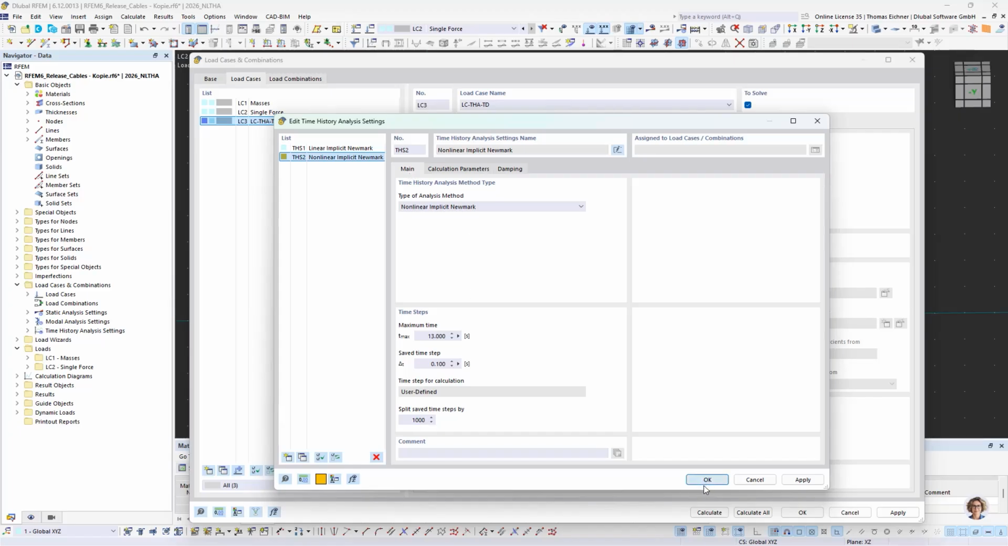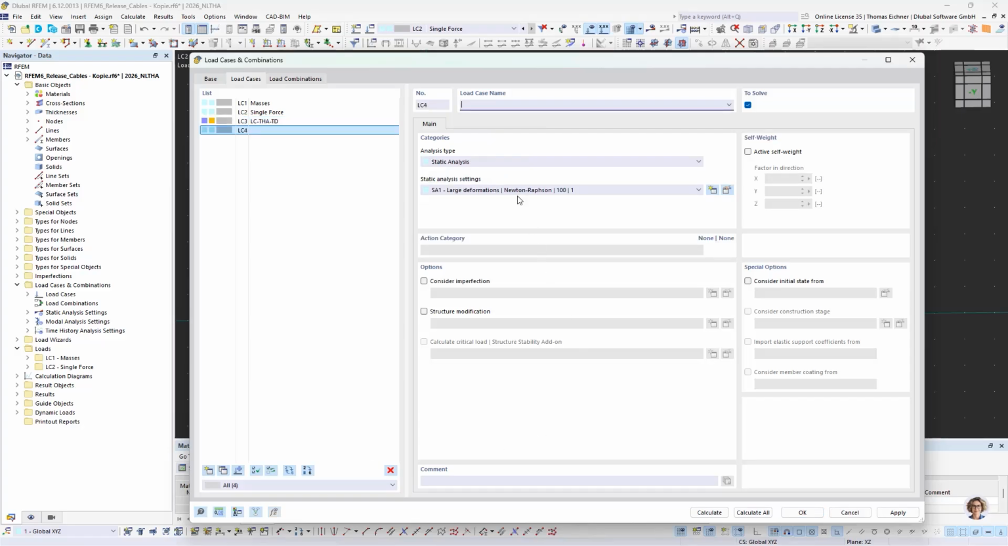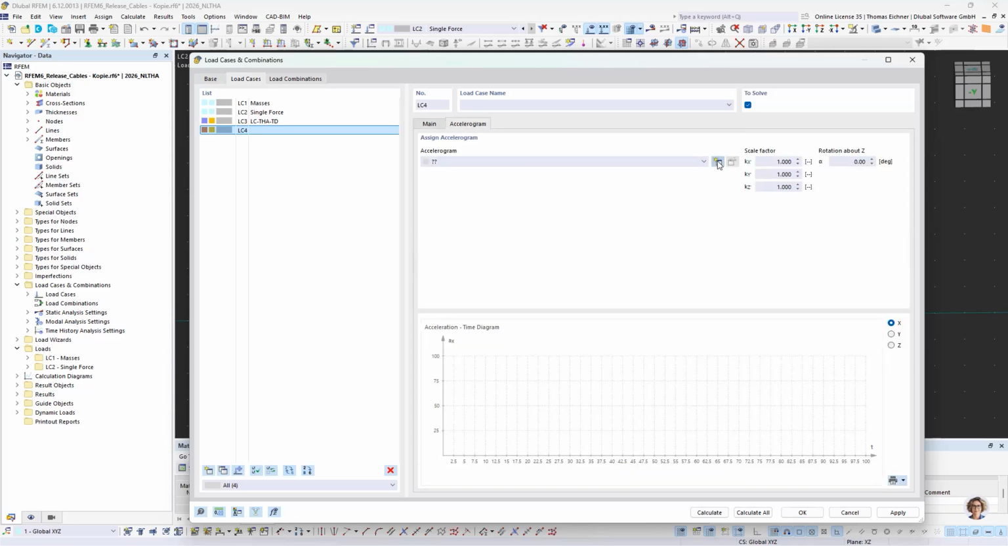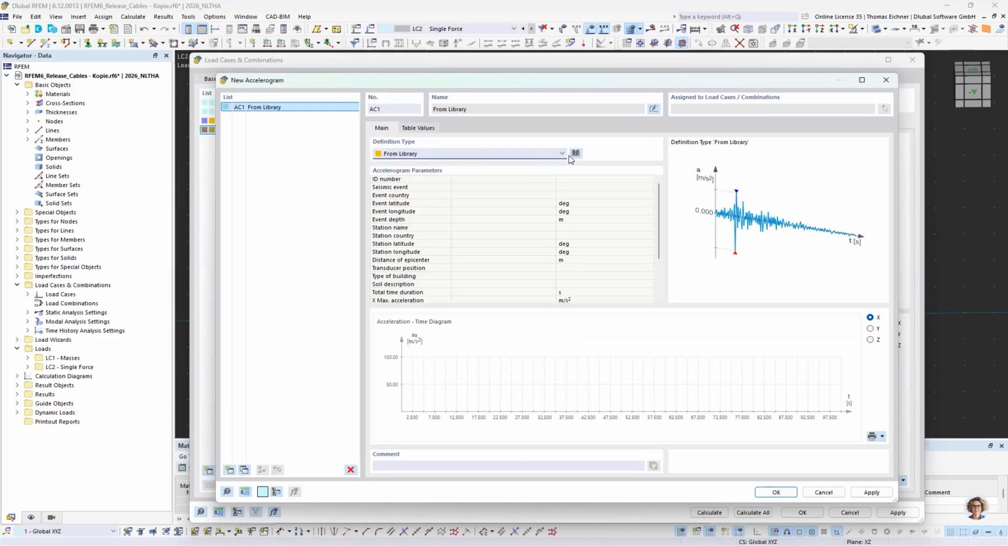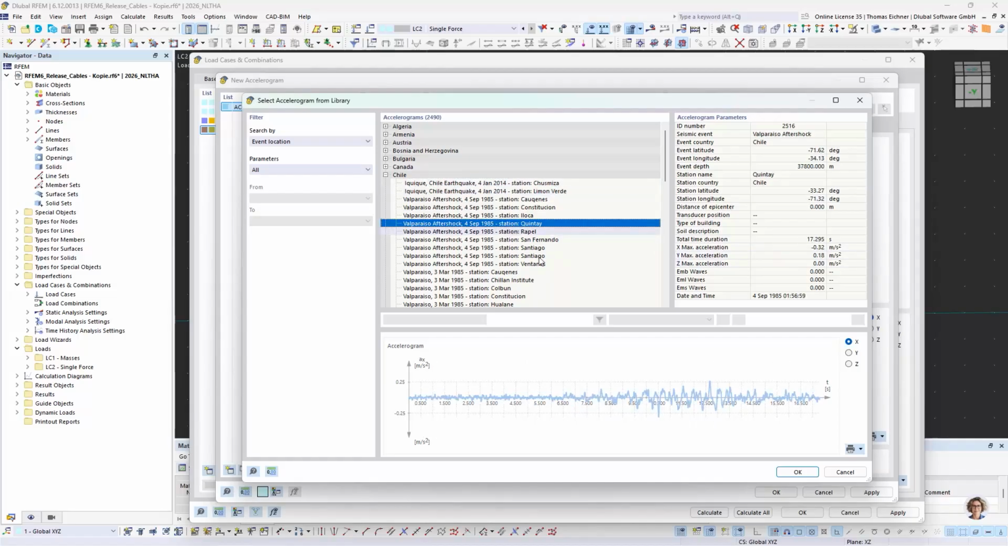Okay. Now we will just accept it, and I will directly select this nonlinear solver for this load case. For the next load case, I want to go with a time history analysis of accelerograms. So with that, also the nonlinear solver, also the same masses, we can select an accelerogram from our library, like anything there, Chile, I don't know. Let's go for some 16 seconds.